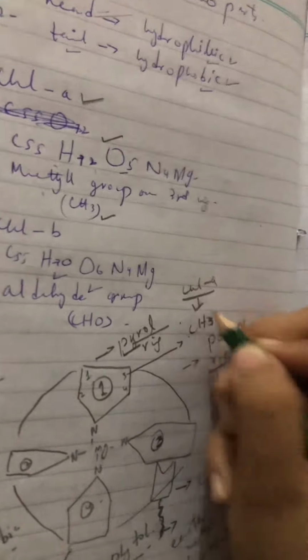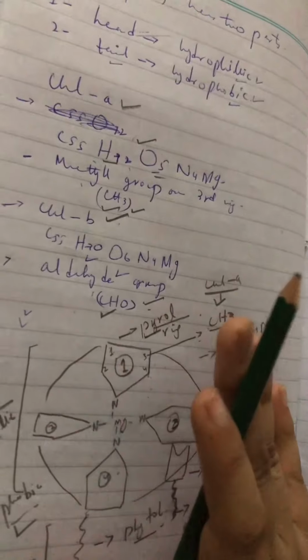There's a difference in these formulas. The only difference between chlorophyll A and chlorophyll B is the methyl group and the aldehyde group. So on the third carbon of the pyrrole ring, if it's chlorophyll A, there will be the CH3 group. If it's chlorophyll B, there will be the CHO group, that is the aldehyde group. So that was all about the structure of the chlorophyll. In the next videos we will discuss the second type of pigments, the carotenoids.